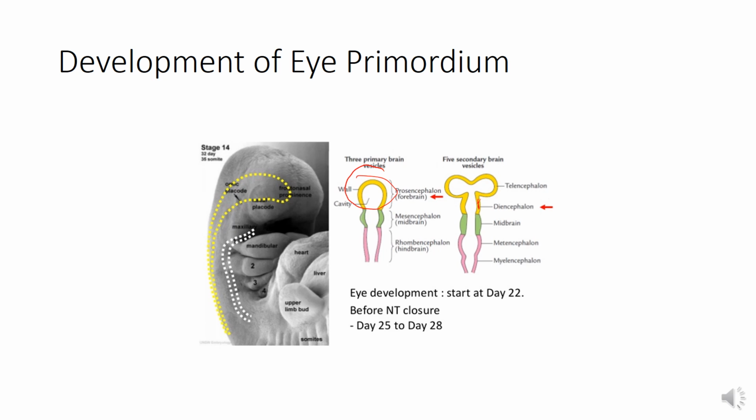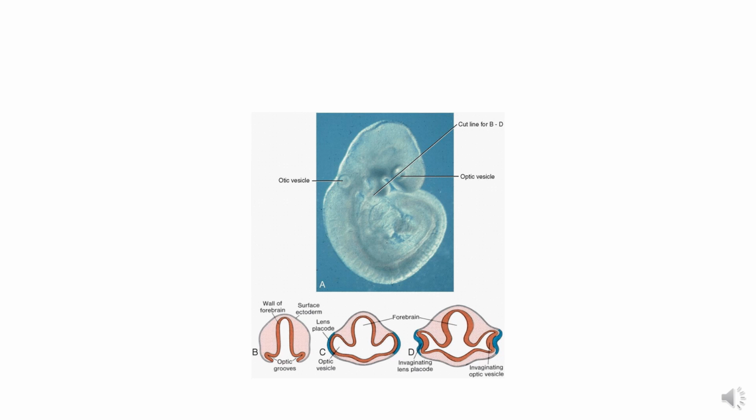Here you can see the upper part of the developing brain, that is the forebrain, and the optic sulci develop here. So here you can see the optic sulci, or grooves, developing from the forebrain part of the developing brain.